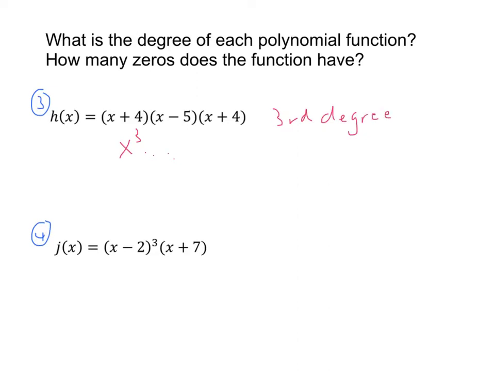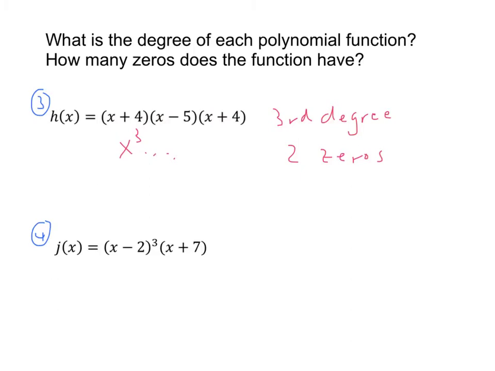But how many zeros does it have? If you look carefully, it doesn't have 3 zeros. It has 2 zeros. And that's because x plus 4 is repeated, right? So we would only have one zero and a second zero. This one is the same, it's repeated. So this one has a degree of 3, but it only has 2 zeros.